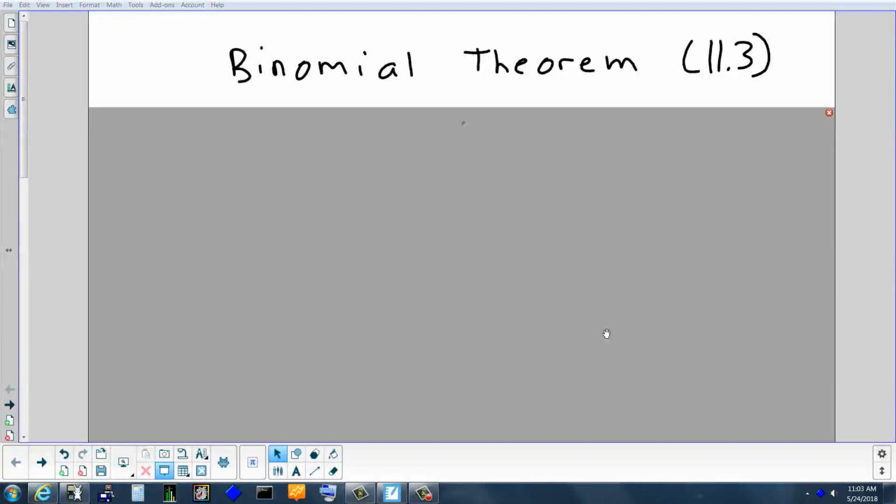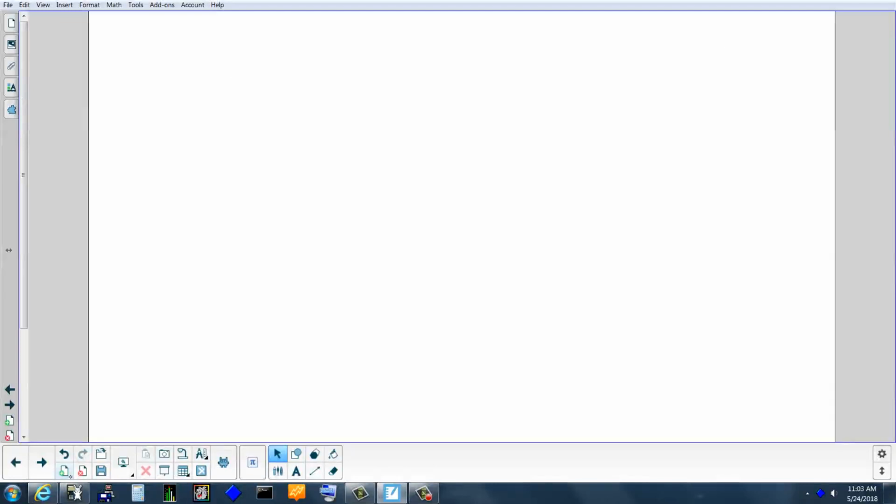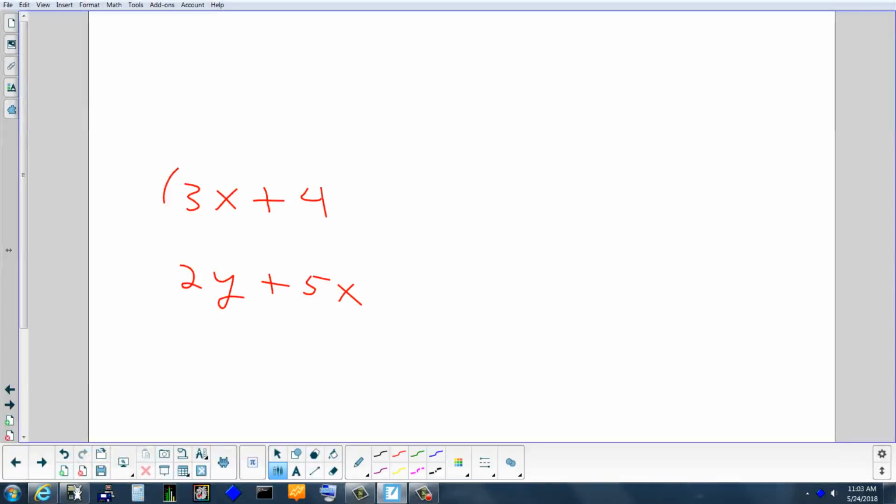Okay, so last section we're going to look at is 11.3, and it's going to start out by talking about the binomial theorem. So basically a binomial is anything that has two terms. That's a binomial. 3x plus 4. 2y plus 5x. What we're going to do with these kind of binomials is raise them to powers. So if you wanted to square that, you'd have to write 3x plus 4 times 3x plus 4 and FOIL.